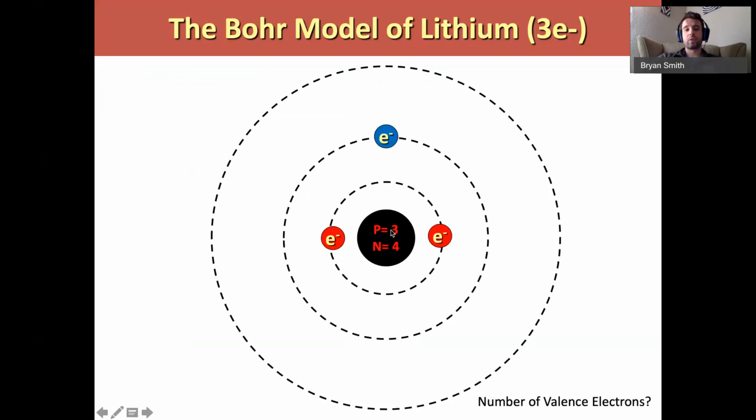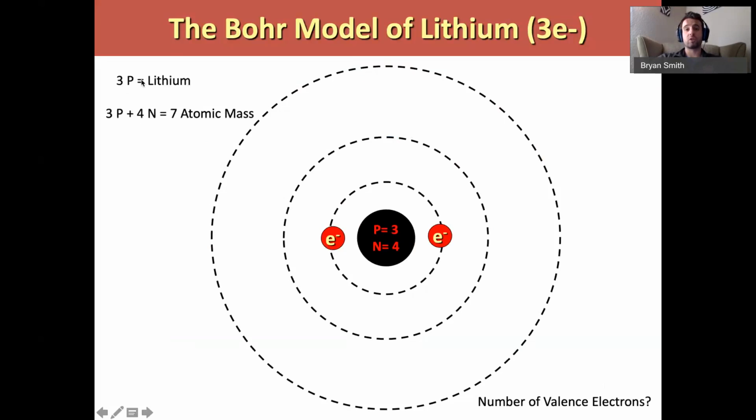Here's lithium. I put 3 protons, I put 4 neutrons, and then I drew 2 electrons in the first energy level and 1 extra electron in that second energy level. So in this case, lithium would have 1 valence electron. Also notice that I have 3 protons, because it's lithium.